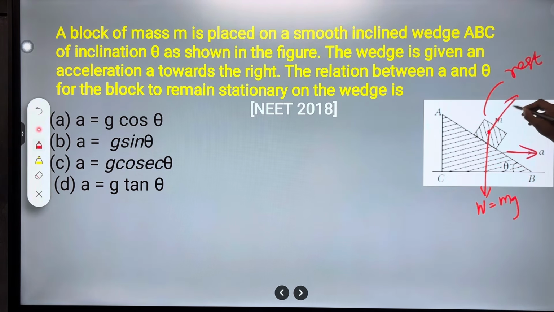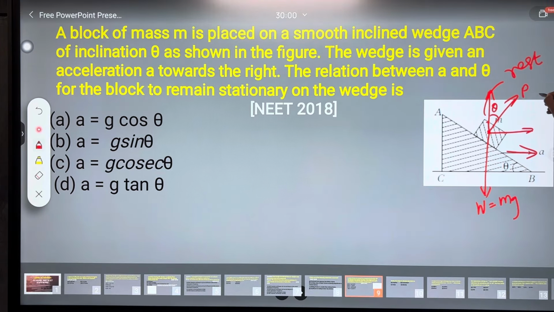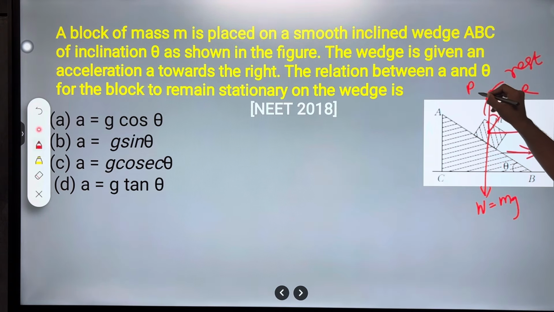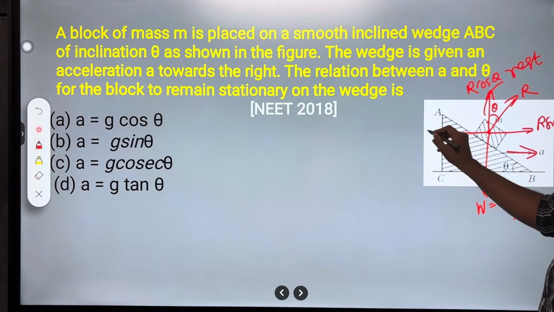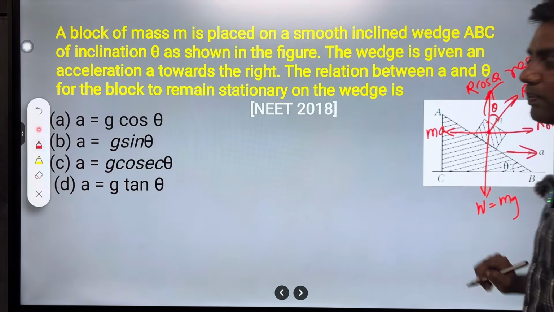Second, the normal reaction makes an angle theta, so we resolve it into two components. This is the angle theta. The adjacent side means the normal reaction, denoted by the letter R, so this is R cos theta and this is R sin theta after resolution of forces. And here this is the pseudo force, that is M into A.